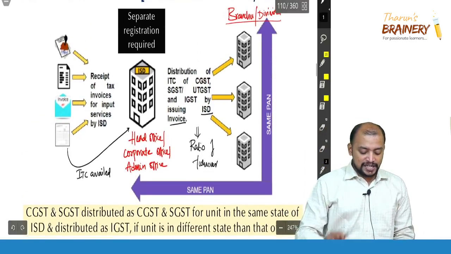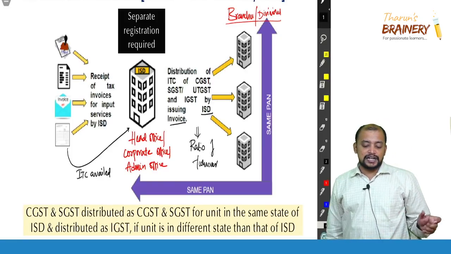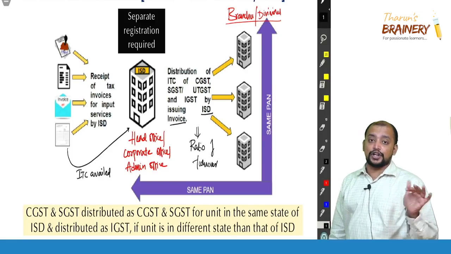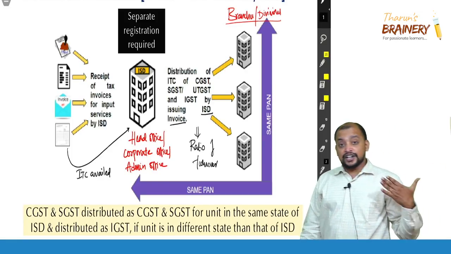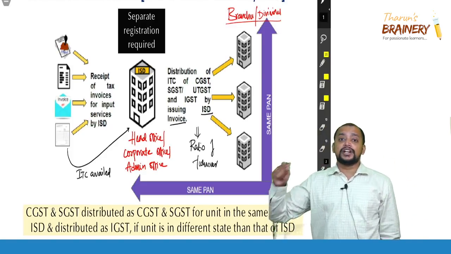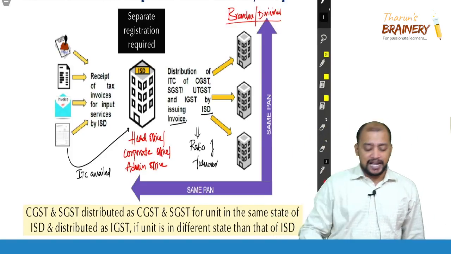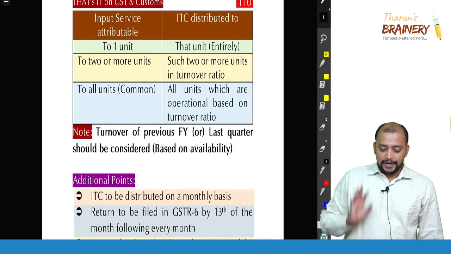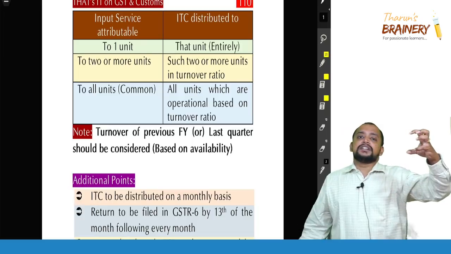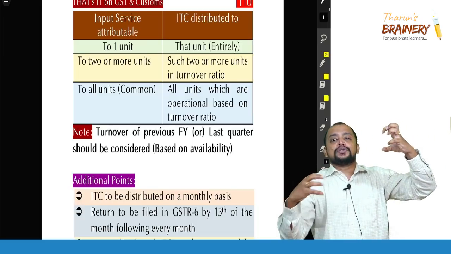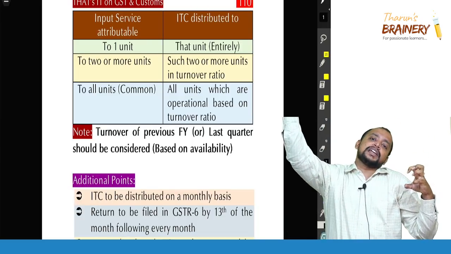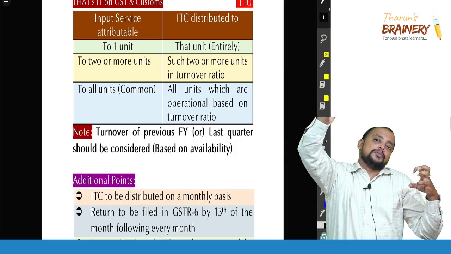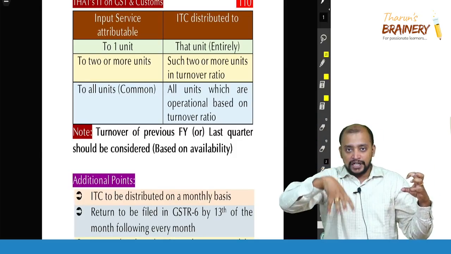That is this point, please see. CGST and SGST are distributed as CGST and SGST for a unit in the same state, and distributed as IGST if the unit is in a different state than that of the ISD. Then, some special points in this regard. Suppose the input service is consumed only by one unit, but the invoice is raised to the ISD. Now, the entire credit will be distributed to that unit only.